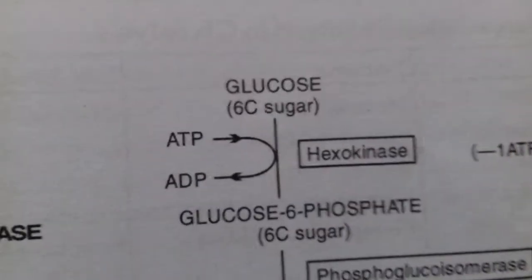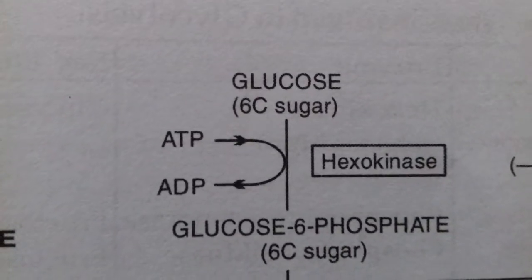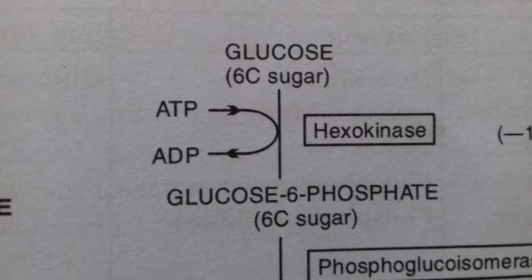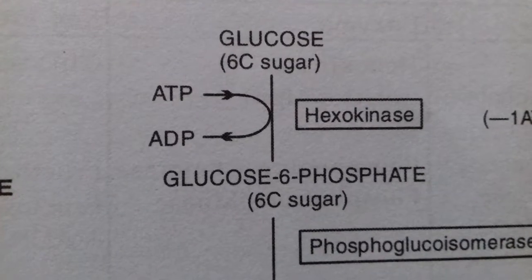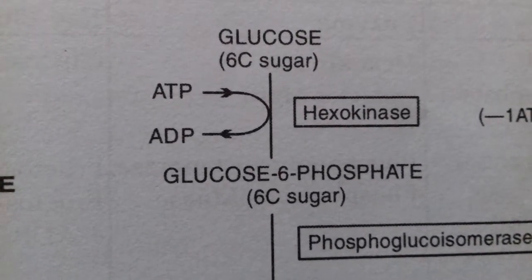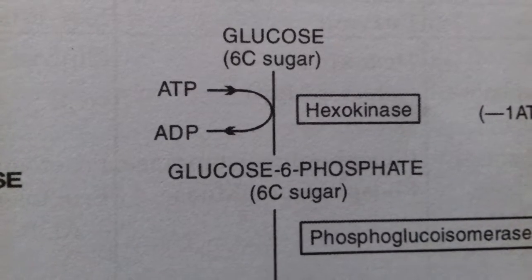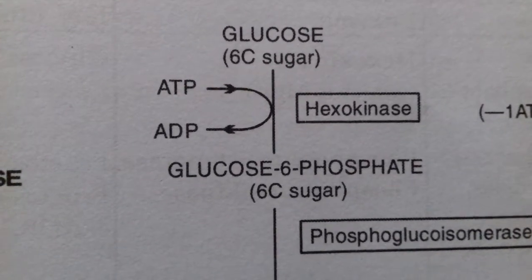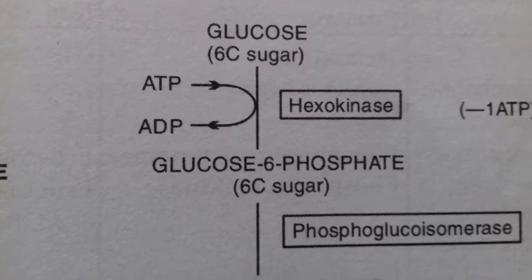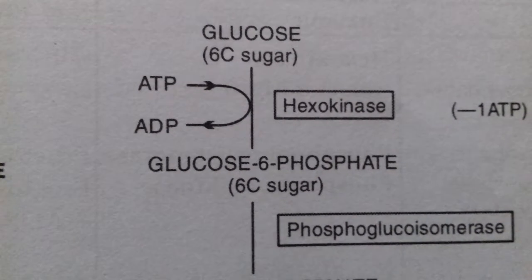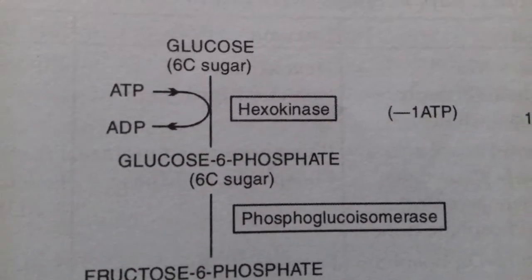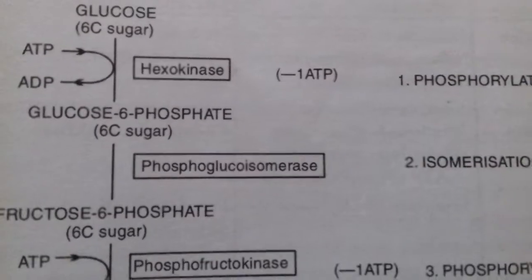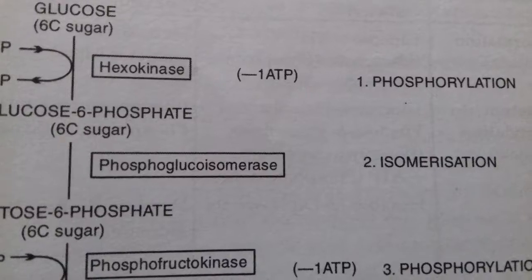Firstly, there we can see it is 6C sugar glucose. In the presence of hexokinase enzyme, this reaction will take place. ATP, that is adenosine triphosphate, will donate its 1 phosphate to glucose, and the glucose will become glucose 6-phosphate, that is 6C sugar, and 1 ATP will be reduced. Here there will be loss of 1 ATP. This step is called phosphorylation.